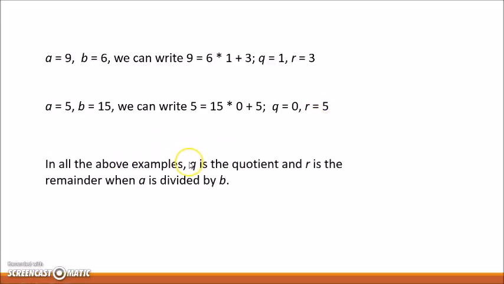In all these above examples, q is the quotient and r is the remainder when a is divided by b. So in this example we have, when 9 is divided by 6, we get a quotient of 1 and a remainder of 3. When 5 is divided by 15, we get a quotient of 0 and a remainder of 5.